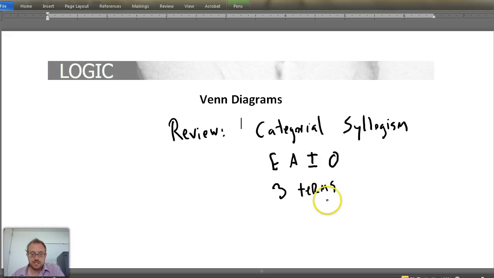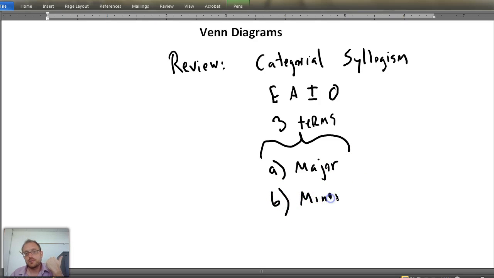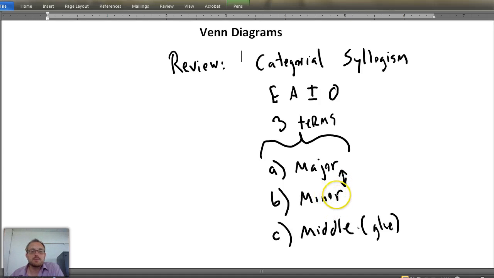Just to remind ourselves what kind of terms they are, and the reason I'm going over this is because it's important for today's session: first you have the major term, which is the predicate of the conclusion. Then we have the minor term, which functions as the subject of the conclusion. And finally, we have the middle term, which only exists in the premises. It never exists in the conclusion. You might think of this as the binder, the glue that binds the major and the minor term in the conclusion. We're going to see that that's pretty important stuff.